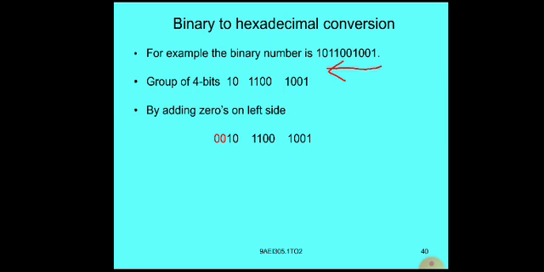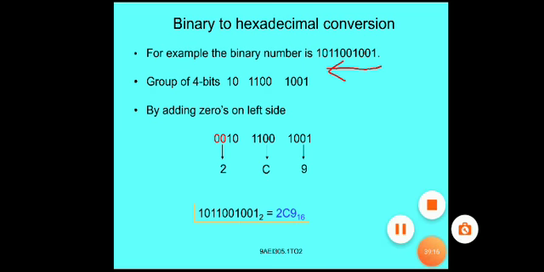What is the hexadecimal equivalent for 0011? It is 3. 1100, it is C. 1001, it is 9, like this. So this is the binary to hexadecimal conversion.